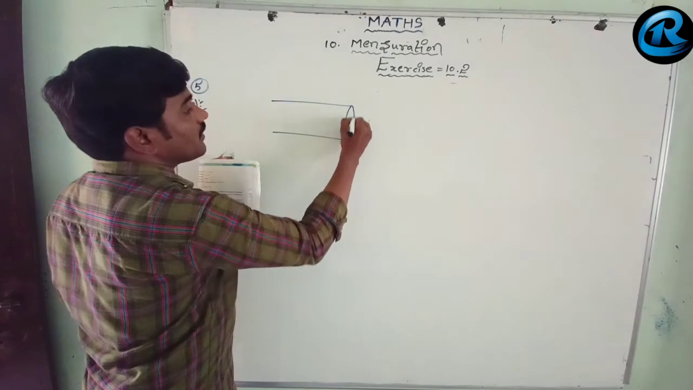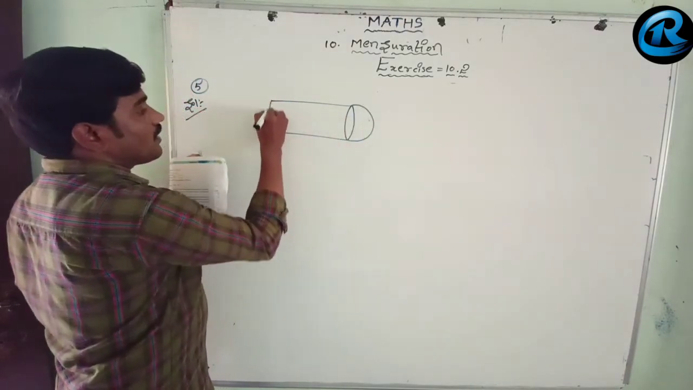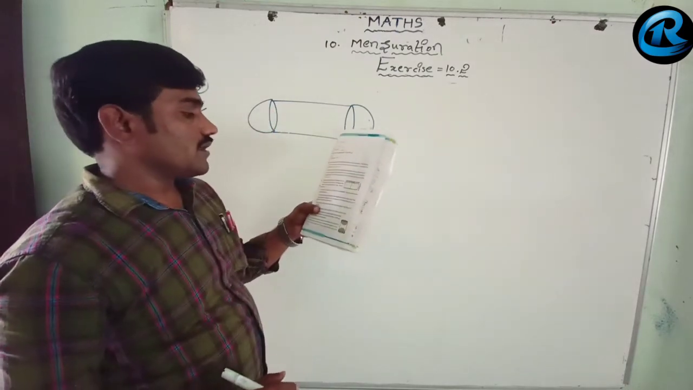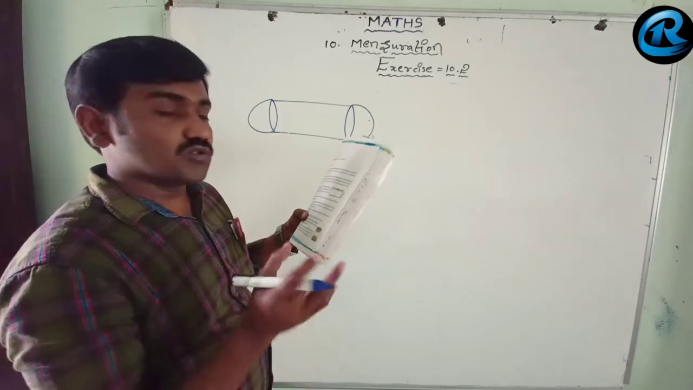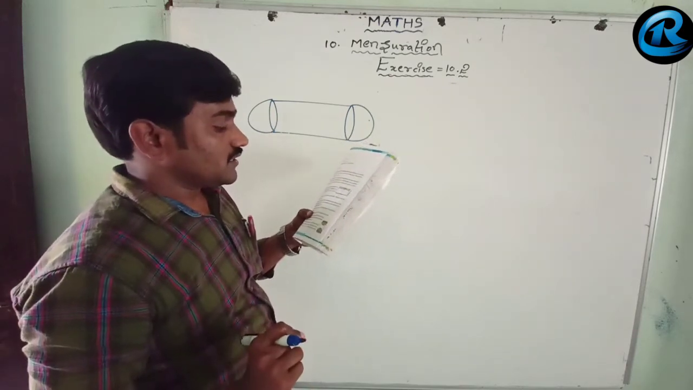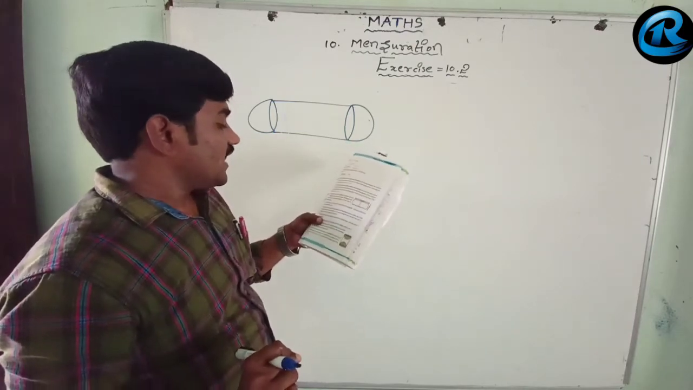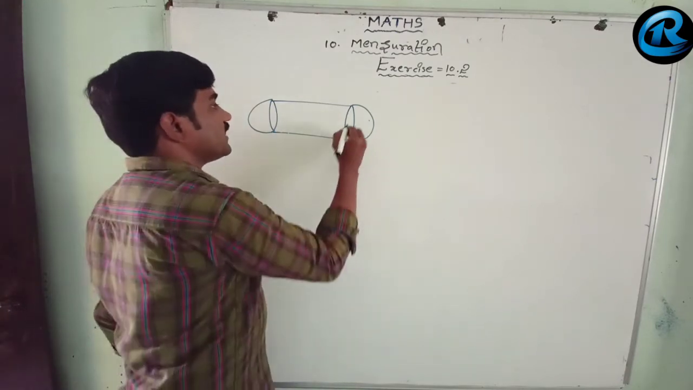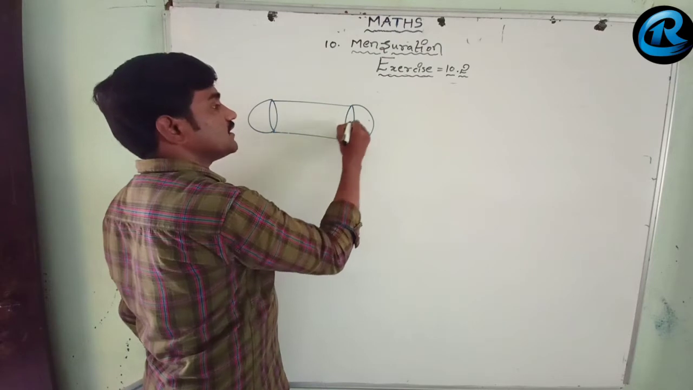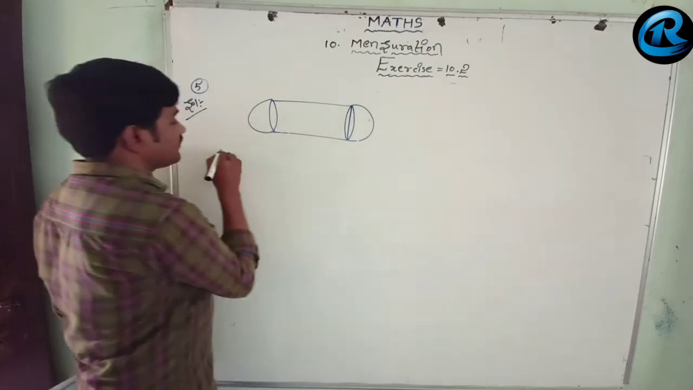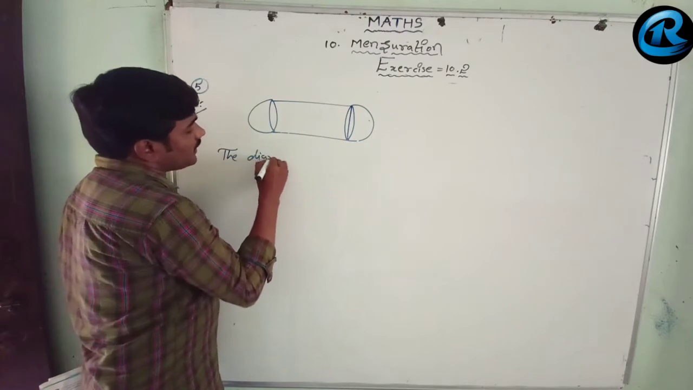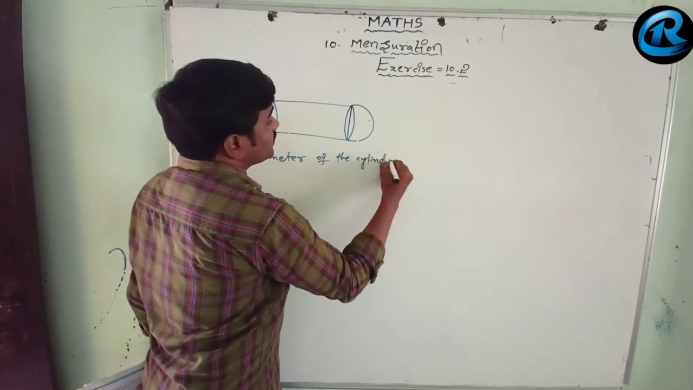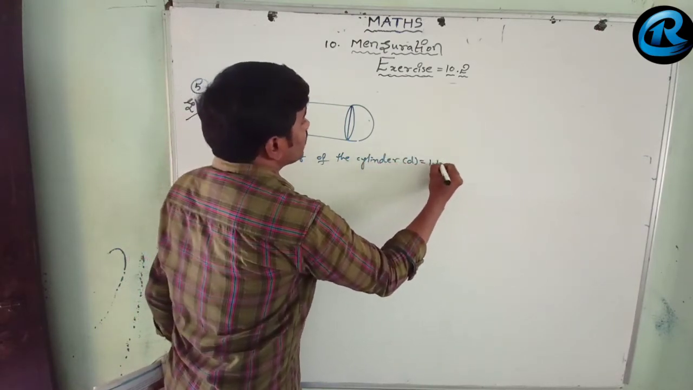Yes, now here, as we go further, a storage tank contains two hemispherical ends on either side. If the external diameter of the cylinder is 1.4 meters, the diameter of the cylinder, D, equal to 1.4 meters.